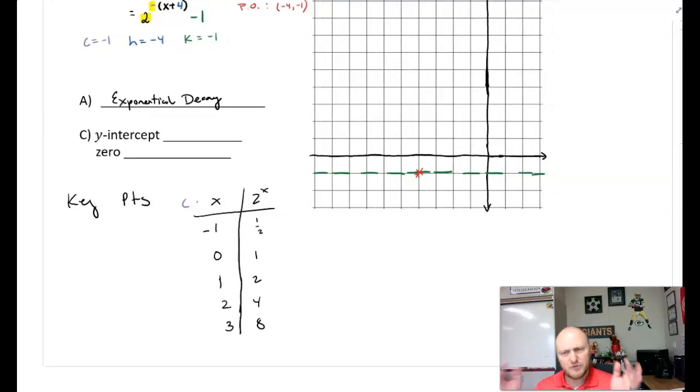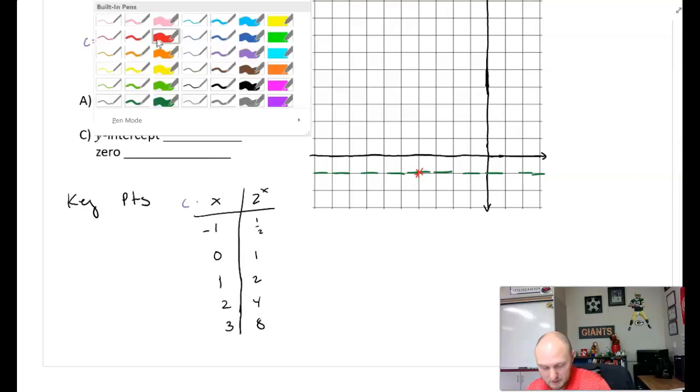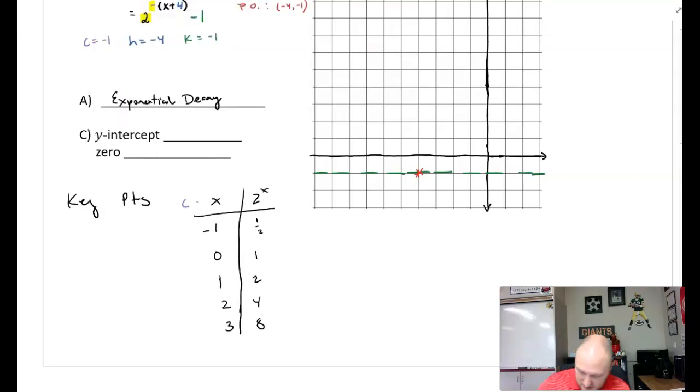Now, think about what's going on. We have a horizontal reflection. So what's going to happen is I'm going to go the opposite direction. Okay, so let me plot these points. So my first one, negative 1, 1 half. So left 1, up a half. Well, instead of going left, I have to horizontally reflect. So I'm going to go right. That point would be here.